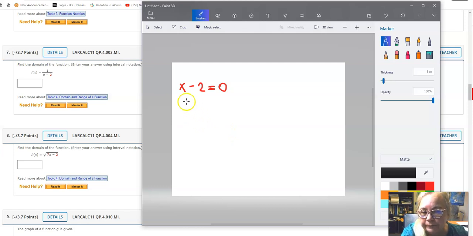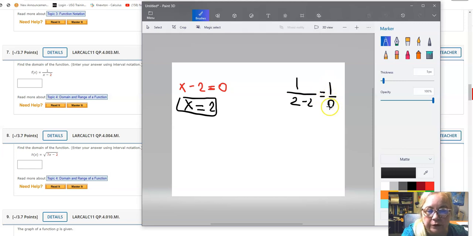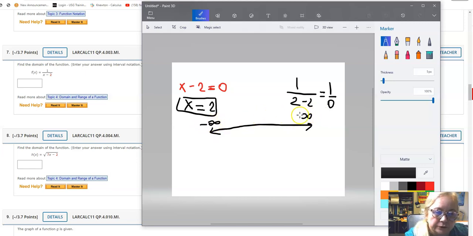So how it works, x equals 2, we added 2 to both sides. So when x equals 2, you get 1 over 2 minus 2, or 1 over 0, which is undefined. No real number exists. And that means that we have to exclude 2. If this is your number line, negative infinity, positive infinity, we need to make sure that 2 is not included. We show 2 with an empty circle. Every other number is included.